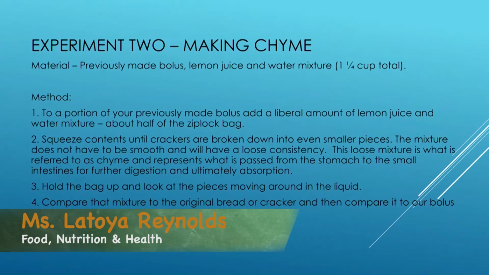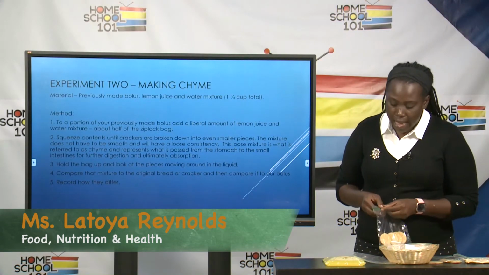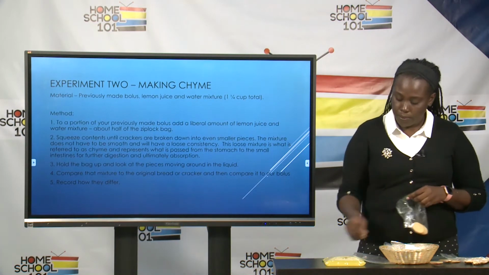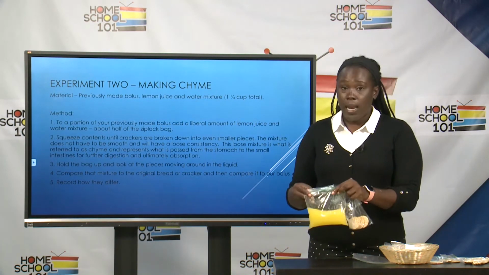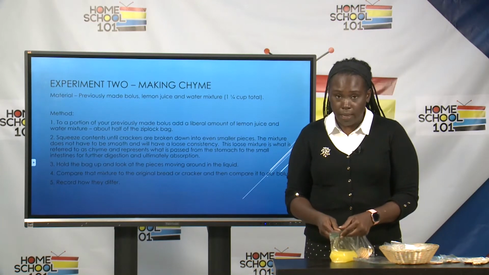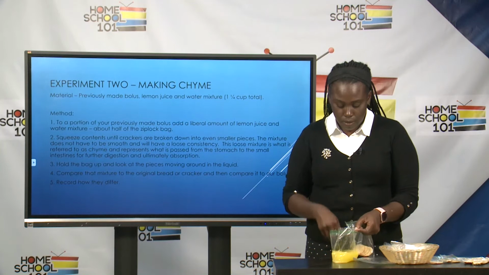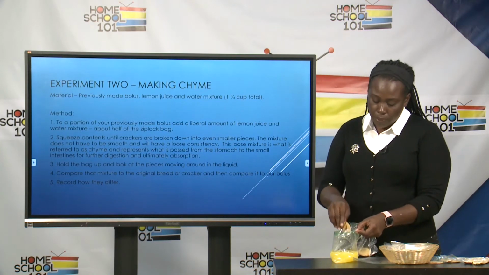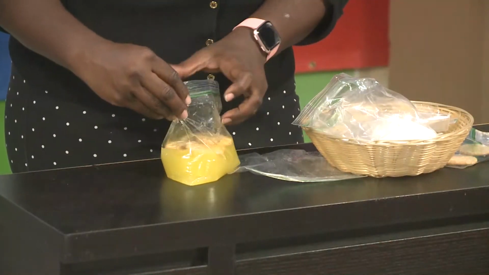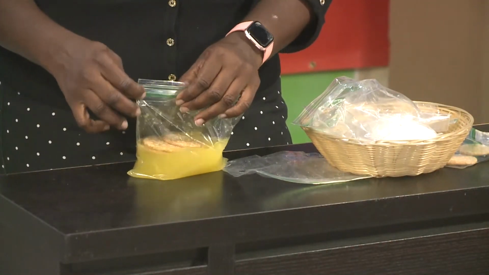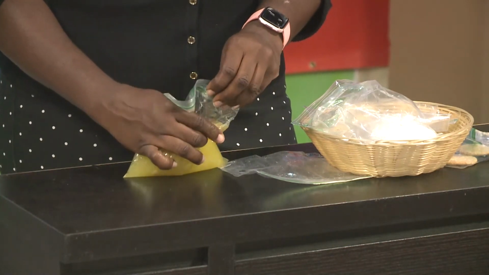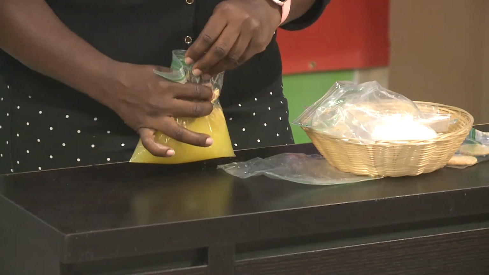So, we would add to our bolus our lemon juice and water mixture, which represents our gastric juices. We are going to place our crackers, even though not our bolus, because we want to maintain the bolus so that we can have it for comparative purposes.